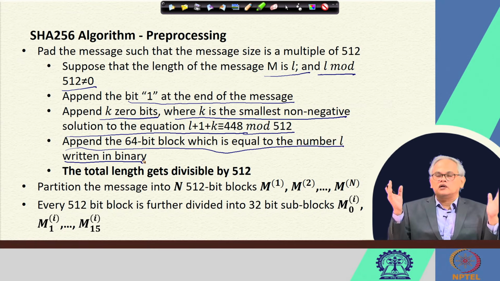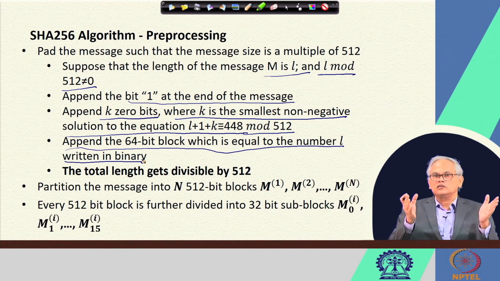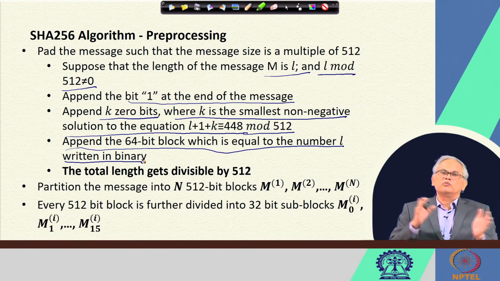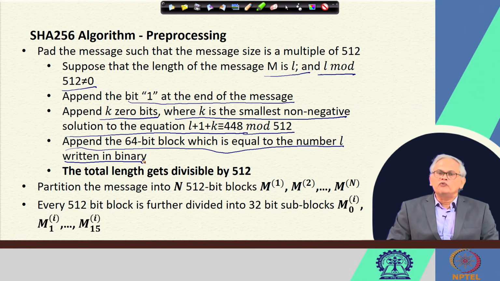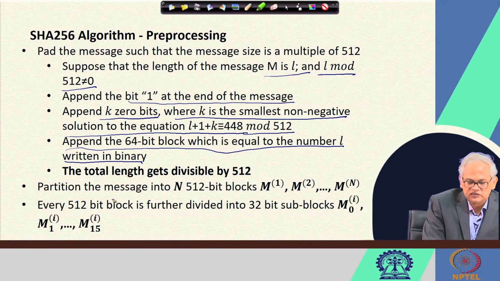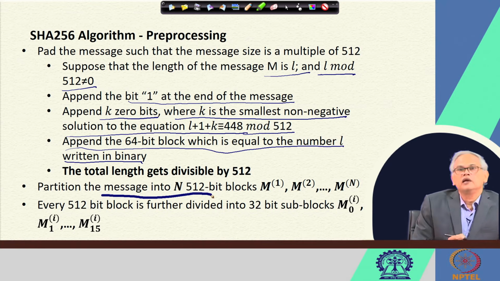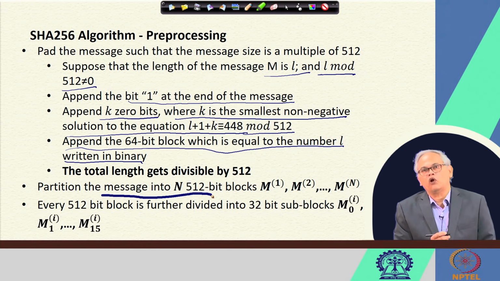So, first of all, the input length could be any arbitrary size for the message. There are two possibilities: it could be less than 512, or more than 512, not really a multiple of 512, but more than 512. So, by this pre-processing step, we are ensuring that the total length is divisible by 512. And why are we doing it? Then we can partition the complete message, with the pre-processing, into a certain number of 512 bit blocks.